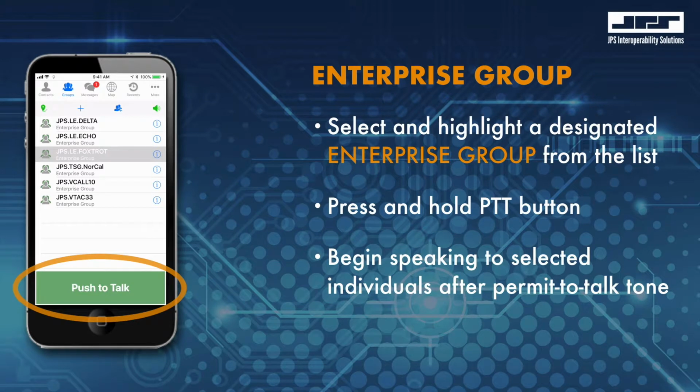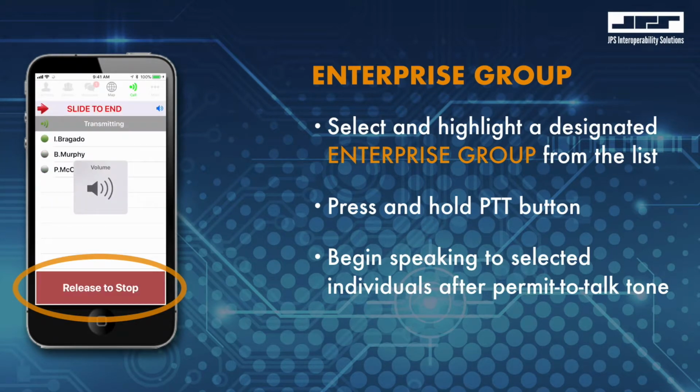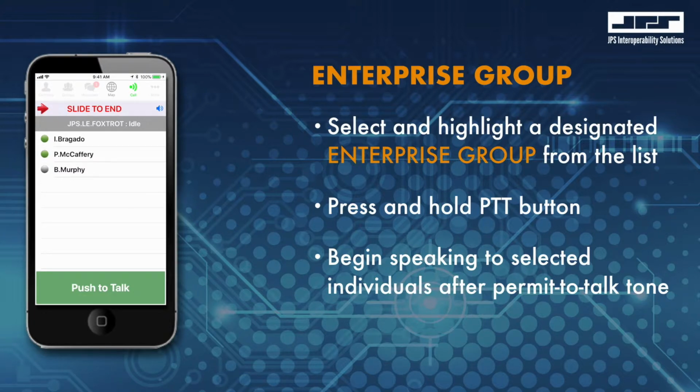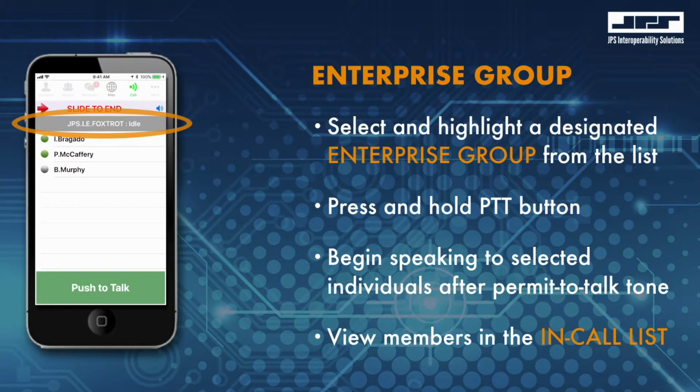Press and hold the PTT button and then wait for the channel Permit to Talk tone prior to speaking. All active members within the group will be notified with a similar tone. Then you can begin your conversation. The sender and the recipients of the PTT call will be able to see the name of the group in the header of the in-call list view.